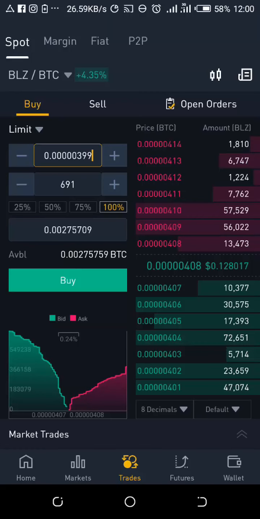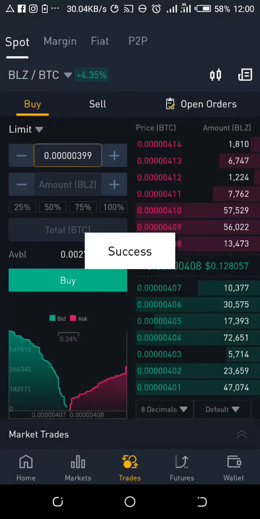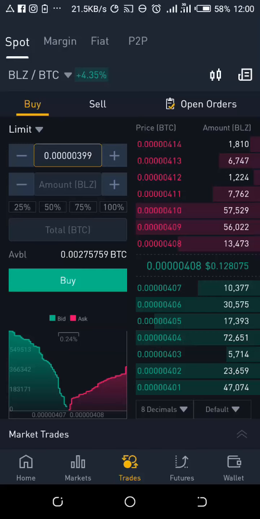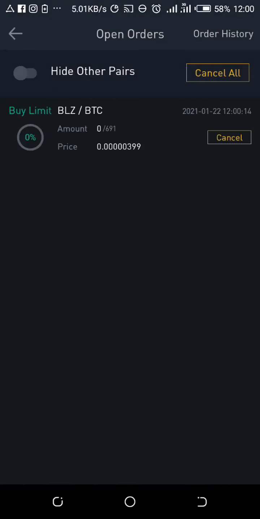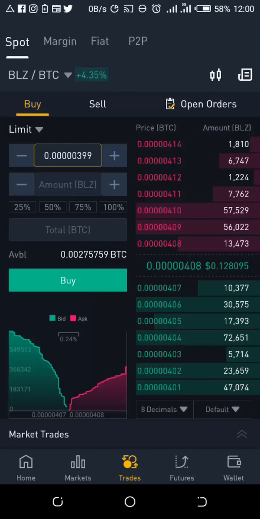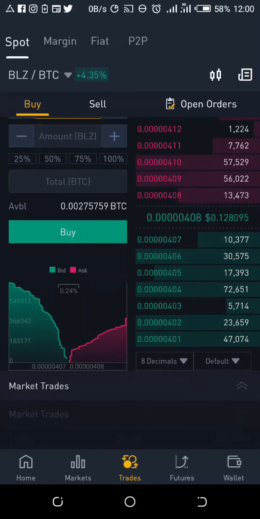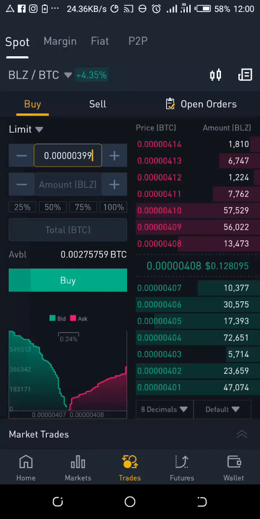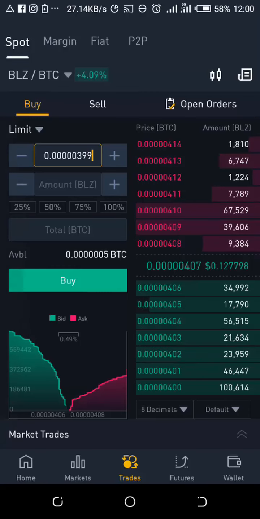Then we click on buy. Then let's check our open orders. As you can see, 0% filled. It has not been filled, so this has been placed on the order book. The order book is here. As you can see, this one is in red, for those people selling. Then this one is in green, for those people trying to buy.